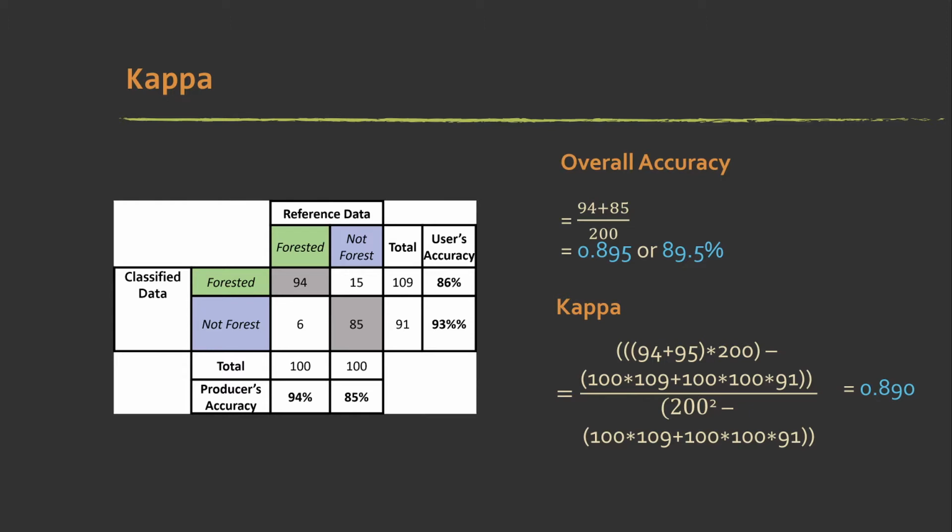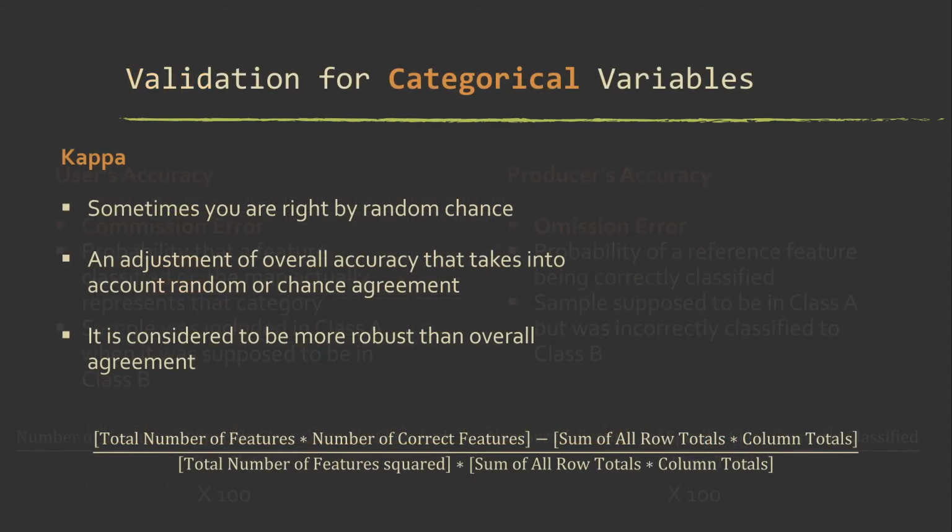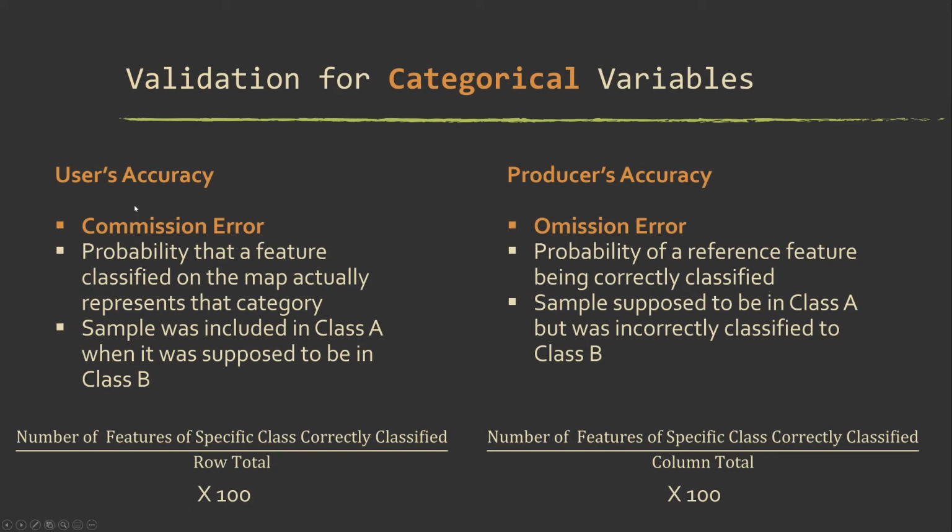Just to be honest, I really don't like the terms producer's and user's accuracy. To me, it's not really clear what that means. I kind of wish we would just call it omission and commission or whatnot, but we don't. Just as another note, I just realized, user's accuracy is really 1 minus commission error, right? And producer's accuracy is 1 minus omission error. So this is defined as an error, and this is defined as an accuracy. So it really should be 1 minus commission and 1 minus omission error.